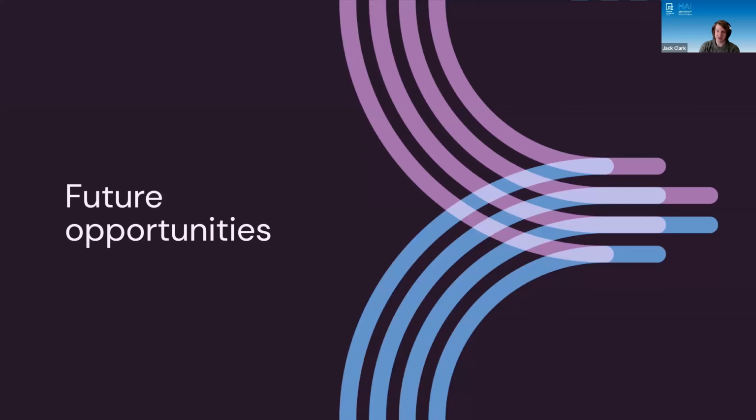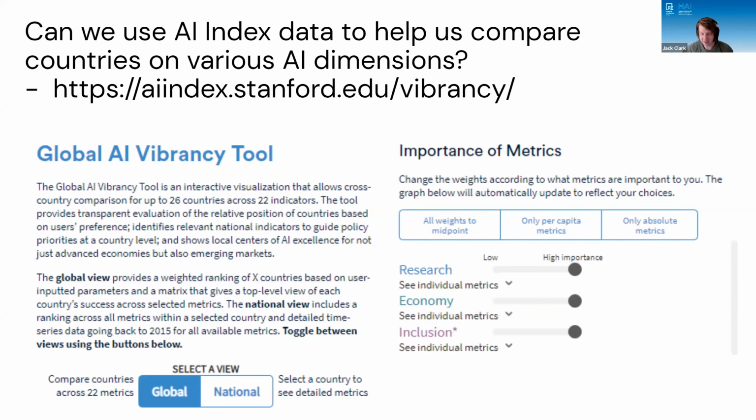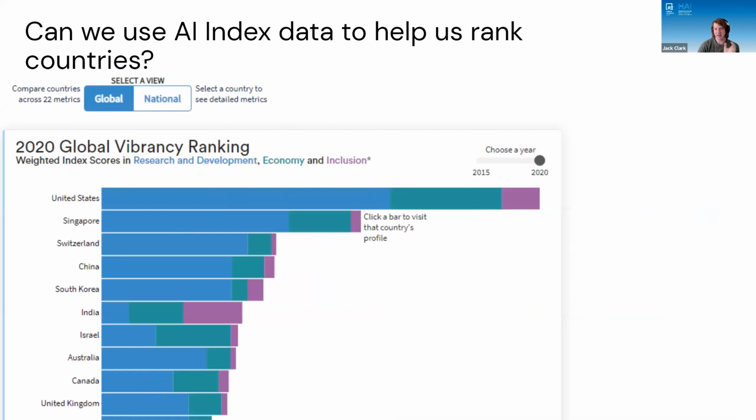So what are some future opportunities? Well, one thing I'd just like to draw people's attention to before we close the Q&A is this thing that we built at the index this year called the Global AI Vibrancy Tool. The purpose of this is we take all of the metrics that we have in the index and we use that in a user modifiable tool to let people rank countries or compare countries. So here you can see how we can use this to do sort of per capita ranking of countries according to competitiveness on various metrics. We're interested in doing both absolute ranks and per capita ranks.